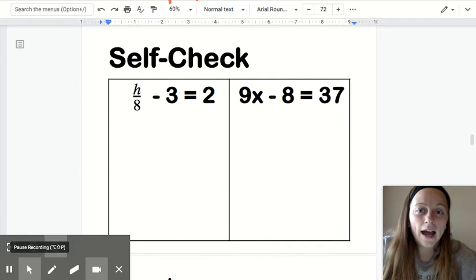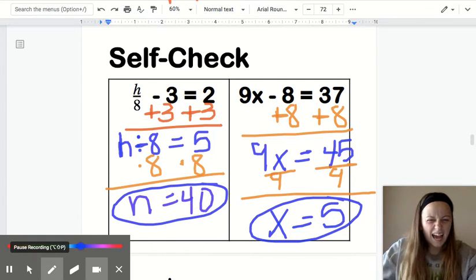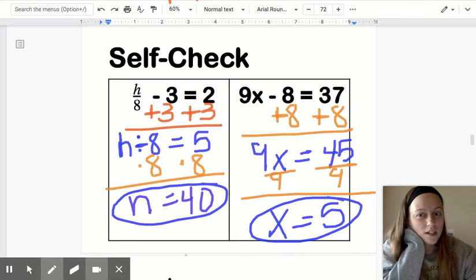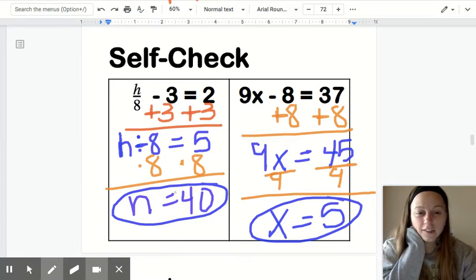All right, let's go ahead and check these answers. So again, self-evaluate. How did you do? Did you get the right answers? H equals 40 and X equals 5. But also, did you show your inverses correctly, like I did here in orange? How you doing? Do you understand this skill? Or do you need a little bit more help before we move on?